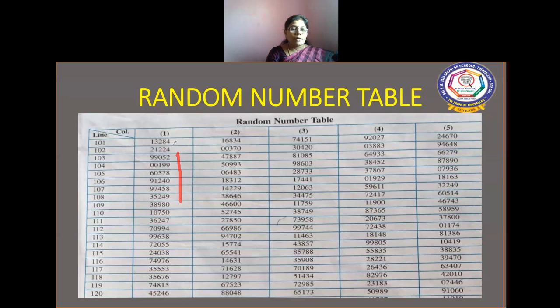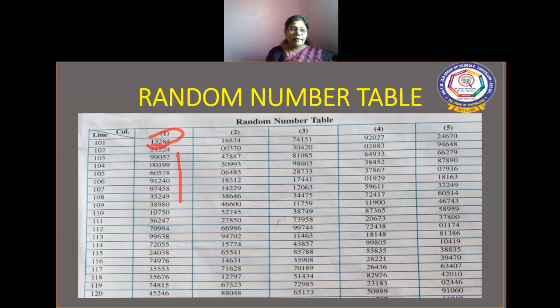So we will start from the number 13284. But this is a 5-digit number, while our universe is of 4-digit number, that is 2000. So what do we do here? We are going to take only the first 4 digits. So the first 4 digits is 1328.